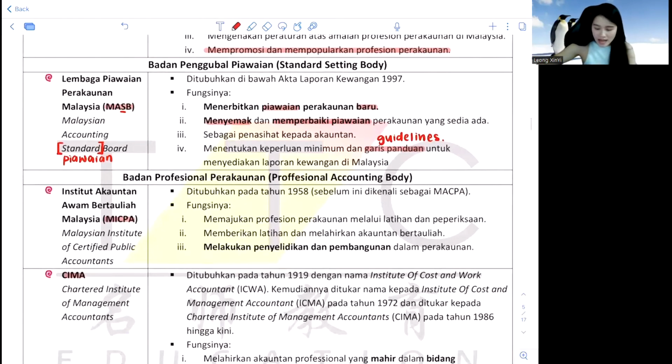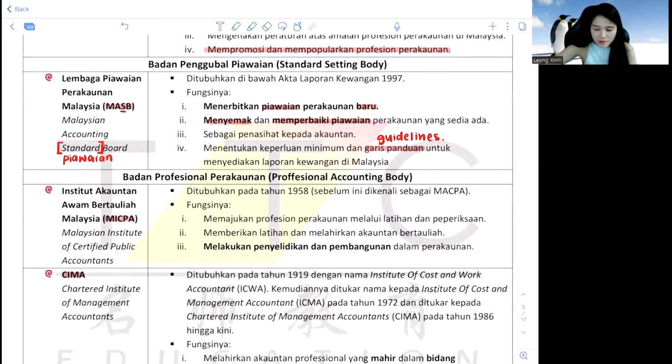The third one, and 4, 5, they are all professional accounting body. So they are in charge of different accounting groups. Okay, so say the first one, MICPA. This one here, right, they are in charge to do research and development for the profession, penyelidikan dan pembangunan dalam perikanan. So example, like why do some of the working we change? Okay, why textbook changes the way we record from year to year?